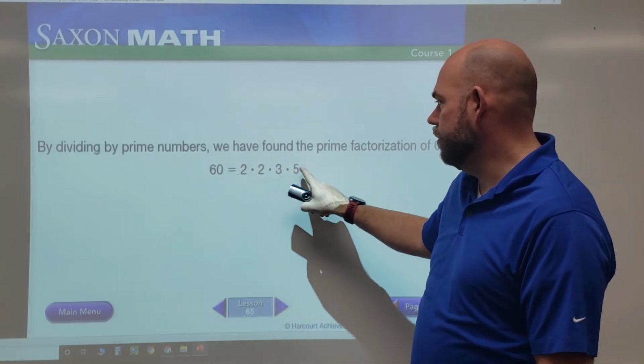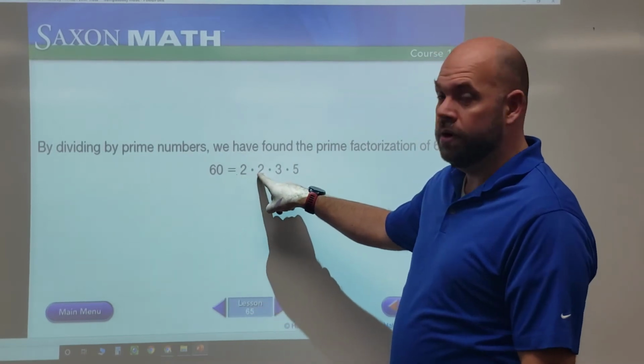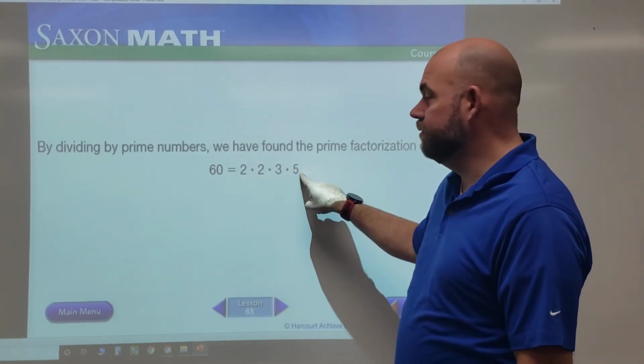2 times 2 times 3 times 5, that equals 60. We can try it. Let's see if it equals 60. 2 times 2 is 4. 4 times 3 is 12. 12 times 5 is 60.